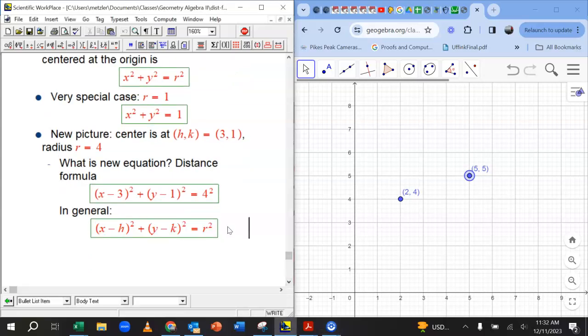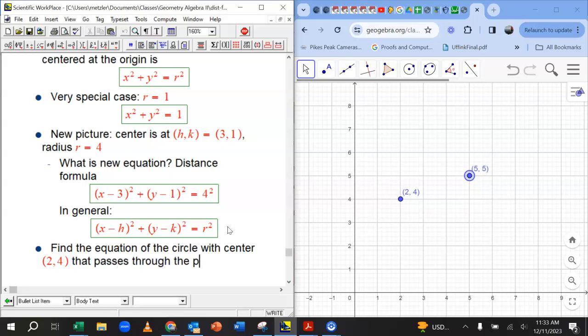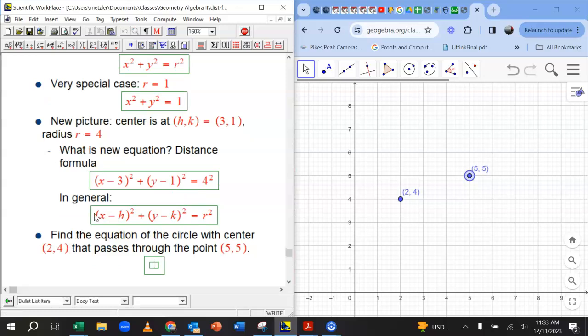So one last thing, let's look at a problem like problem number 2 in the book. Find the equation of the circle with center 2, 4 that passes through the point 5, 5. So I'm giving you the center. So that's a lot of it. So we can plug stuff into slots partly. I know that by definition h is just the x coordinate of the center, k is the y coordinate of the center. So part of it is just literally plugging things into this template.